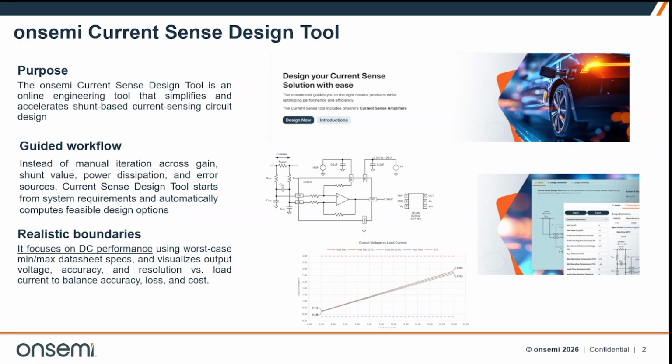It starts by asking for system level requirements, and then within just a few seconds, it recommends suitable parts from onsemi's current sense portfolio. One important thing to call out here is that this tool only focuses on DC performance. It doesn't model transient or noise behavior. It uses worst case maximum and minimum datasheet specifications rather than just typical values, which is one of the key advantages of this tool because it allows designers to evaluate realistic worst-case conditions.